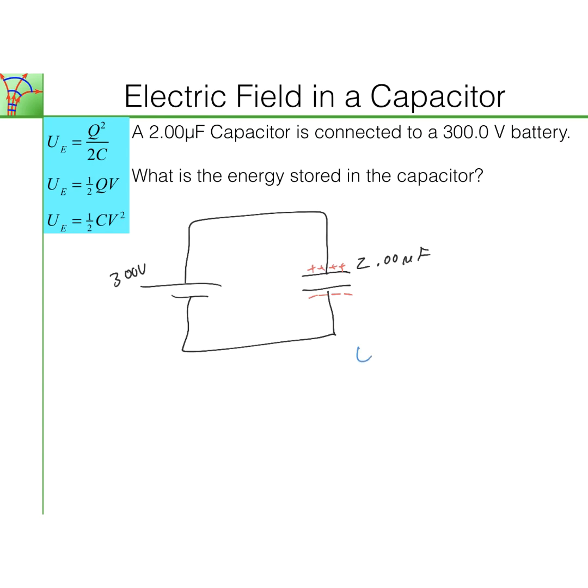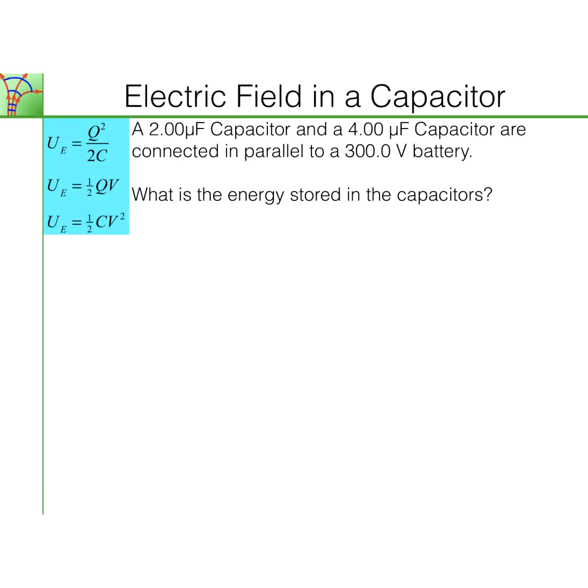So I can calculate the energy stored. In this case, in this capacitor, it's going to be 1/2 CV squared. So 1/2 times C, which is 2 times 10 to the minus 6 farad, right? It said 2 microfarad, times 300 volts squared. The units work out to joules. So we end up with 9.00 times 10 to the minus 2 joules. So there are 0.0900 joules of energy stored in this capacitor.